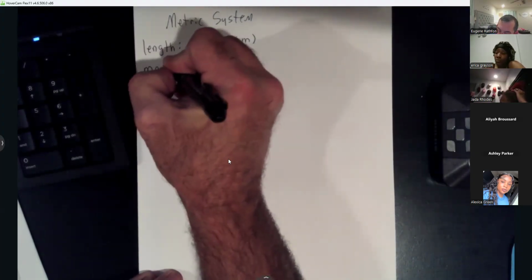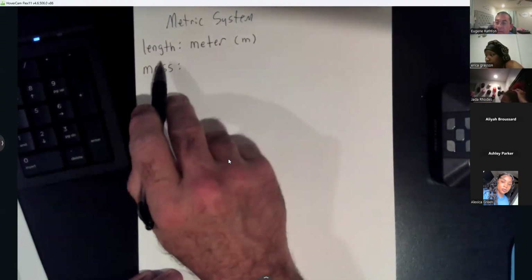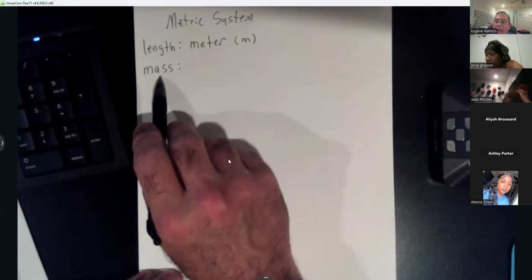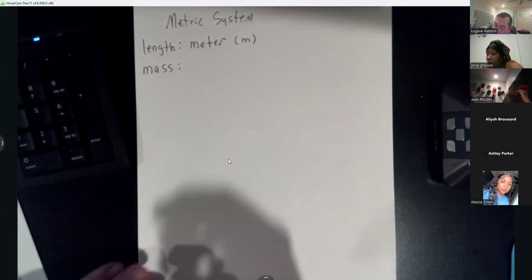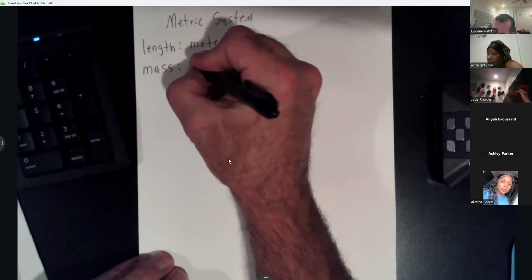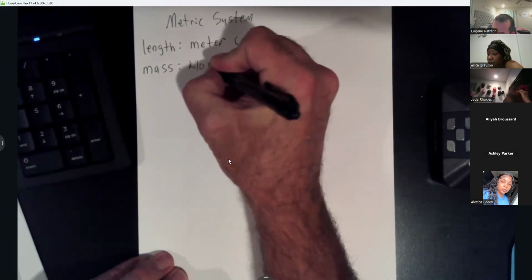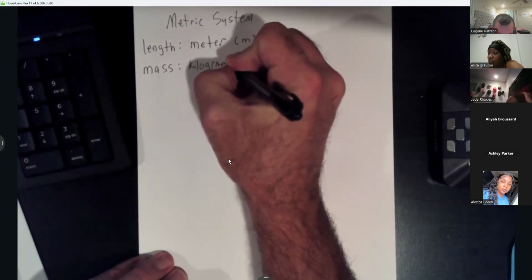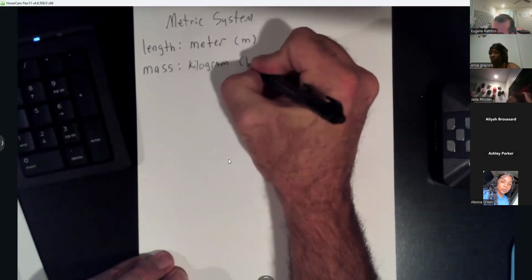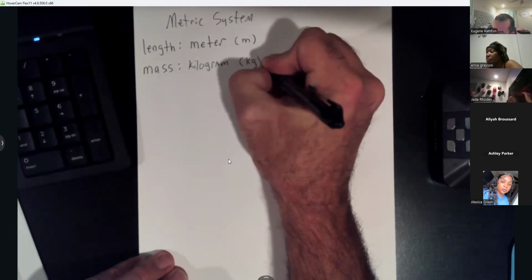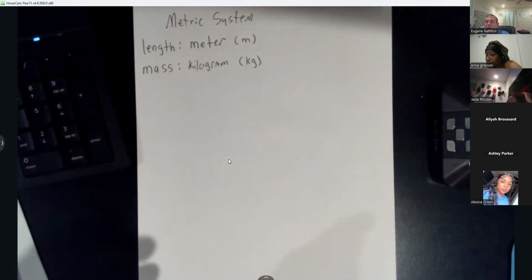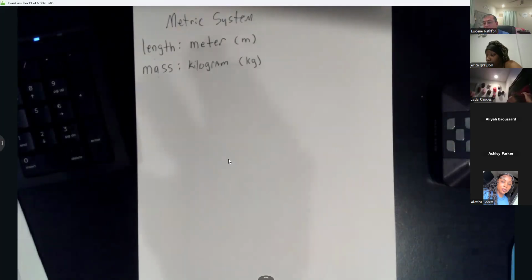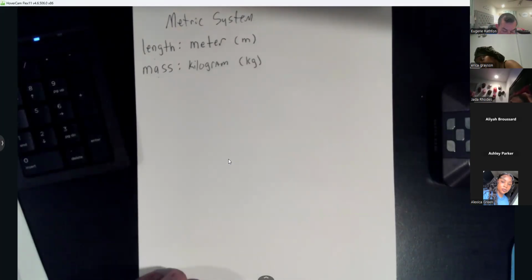Mass. So length is how long stuff is. Mass is how heavy something is. So for mass, we use the kilogram. That is a kg. Now, smaller amounts, you're going to use what, a gram and stuff like that. Okay. Milligrams.